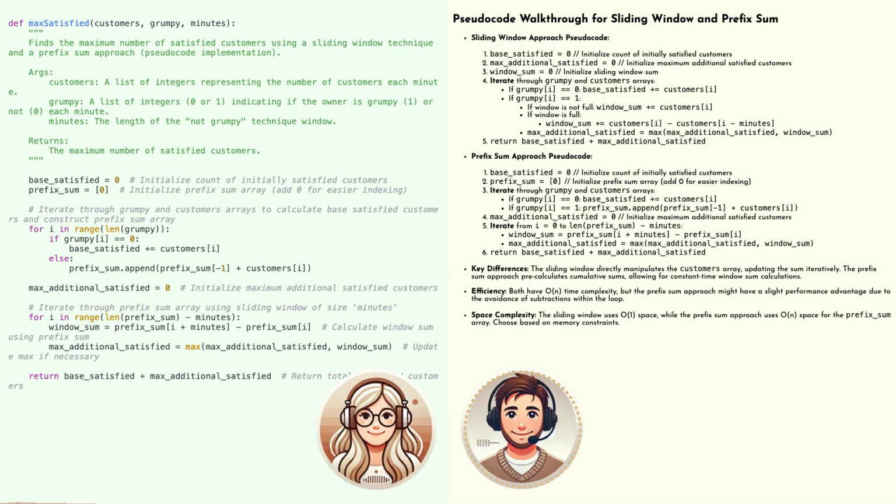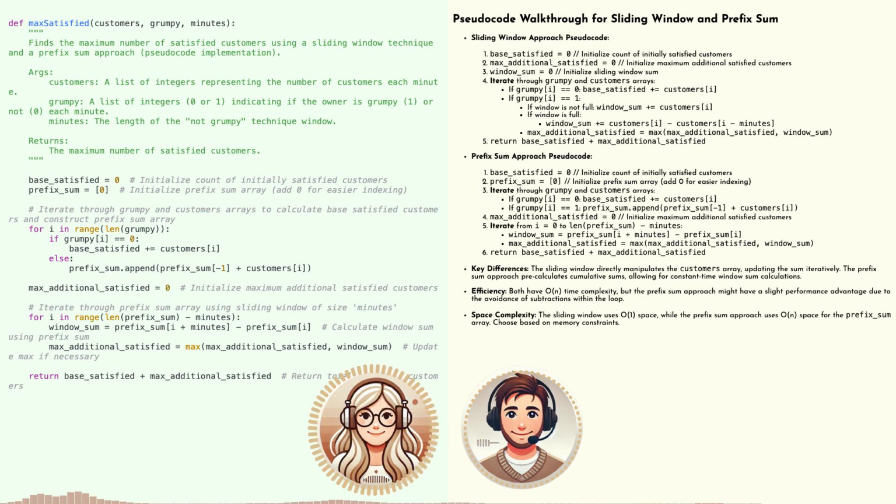How does that work in code? For prefix sum, the first thing is to create that array to hold our prefix sums. We start the first element at 0, because before the day starts, there are no grumpy customers. Right, that's our starting point. It's like our baseline grumpiness before the bookstore even opens. And then we go through the customer data, minute by minute, calculating the prefix sum at each point, right? Exactly. So if the owner is grumpy at a certain minute, we add the number of customers to the previous prefix sum. If not, we just use the same prefix sum from the previous minute.